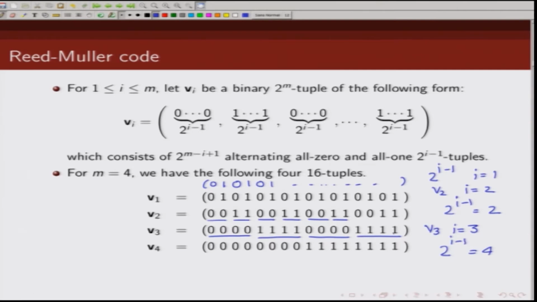What about V4? Here i is 4. So, 2^(i-1) will be 8. So, we have runs of zeros for 8 times, followed by runs of 1 for 8 times. So, that is how we define this binary m tuple for each of these i going from 1 to m.